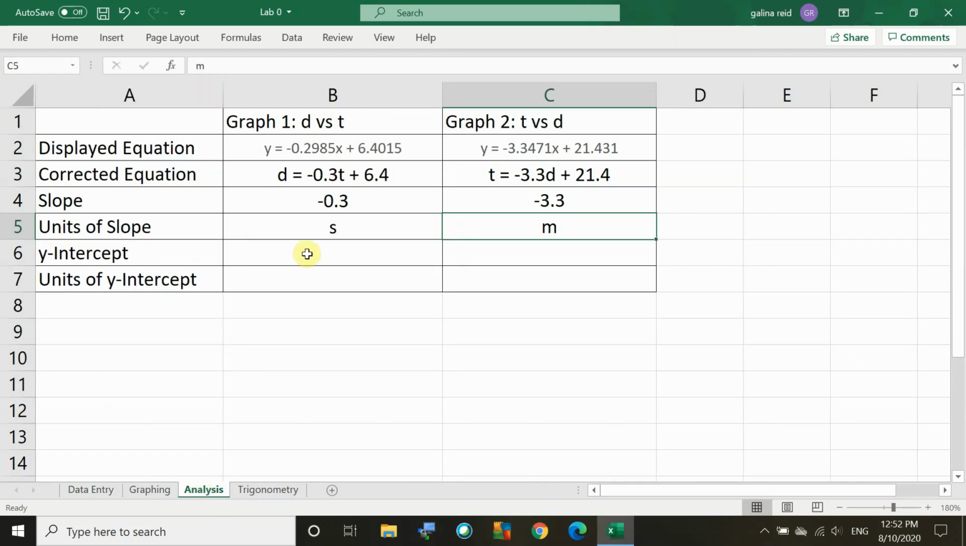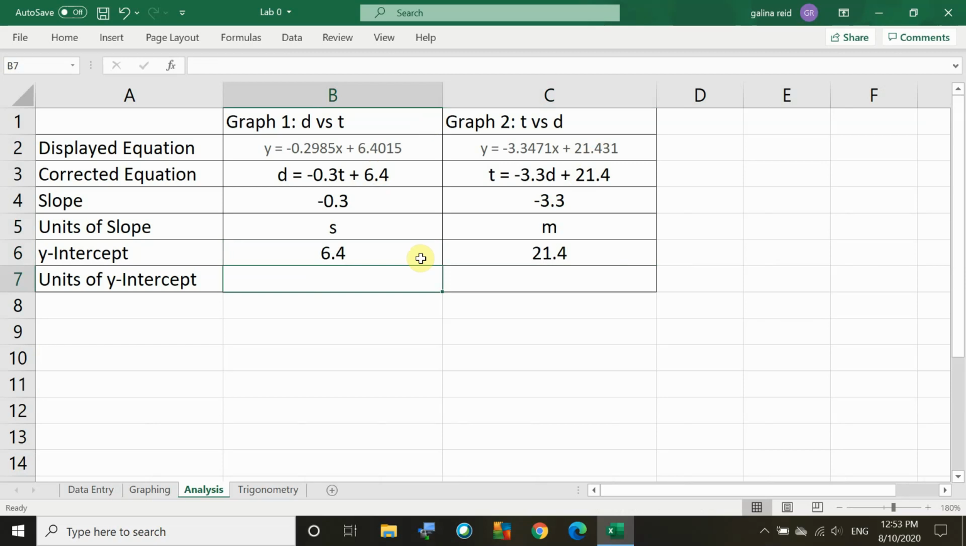All right, so y-intercept, of course, that's just the b term in y equals mx plus b. So that's going to be your constant over here and over here. So that's going to be 6.4 and 21.4.